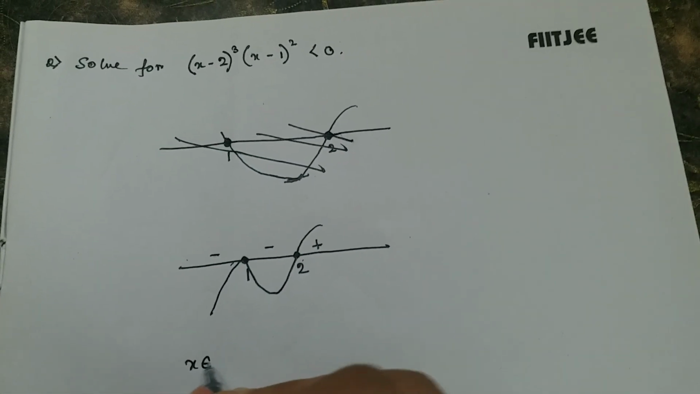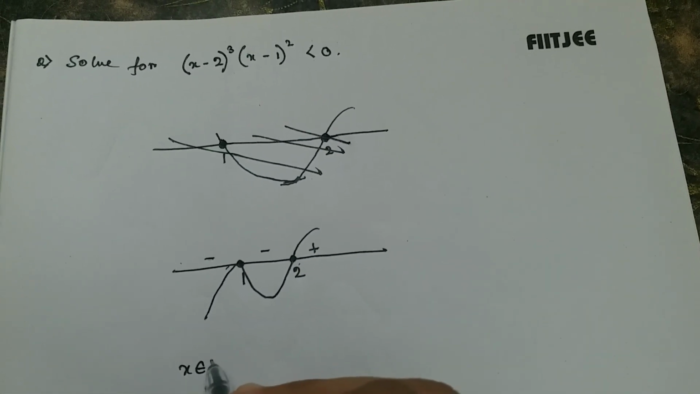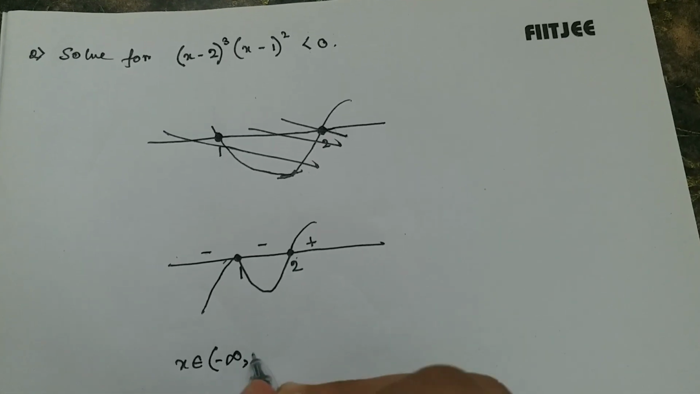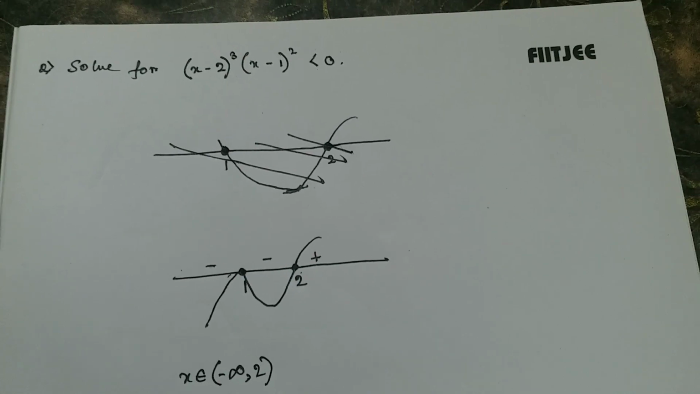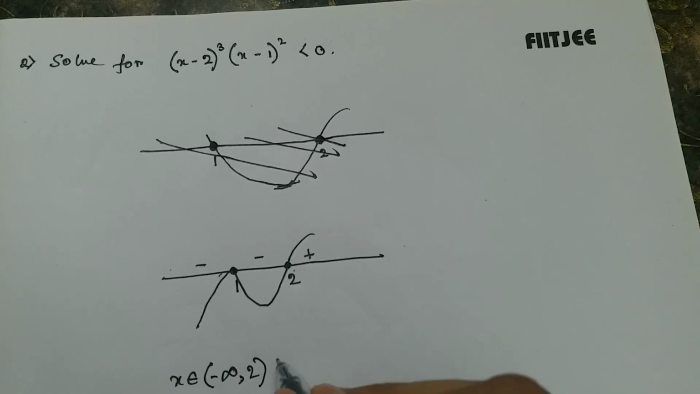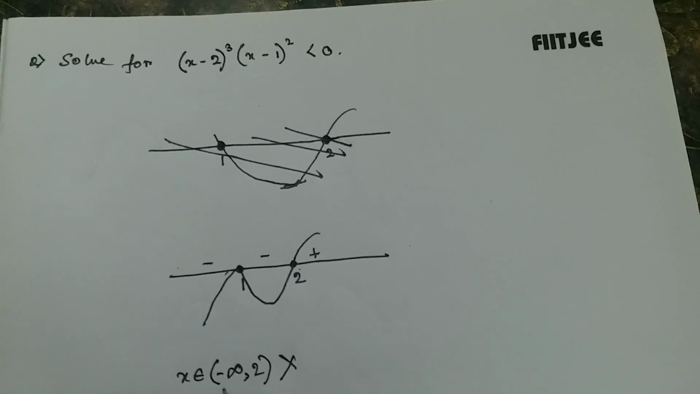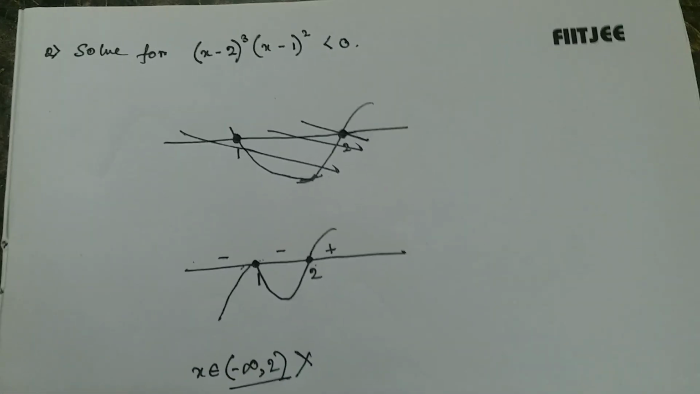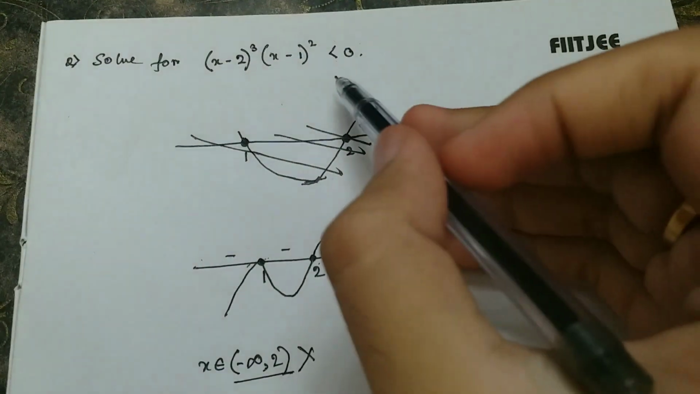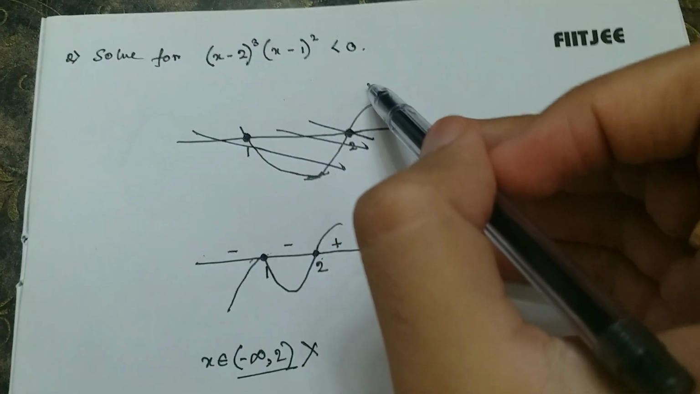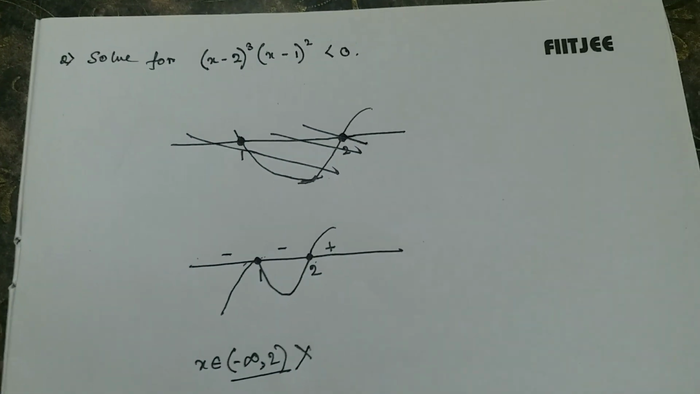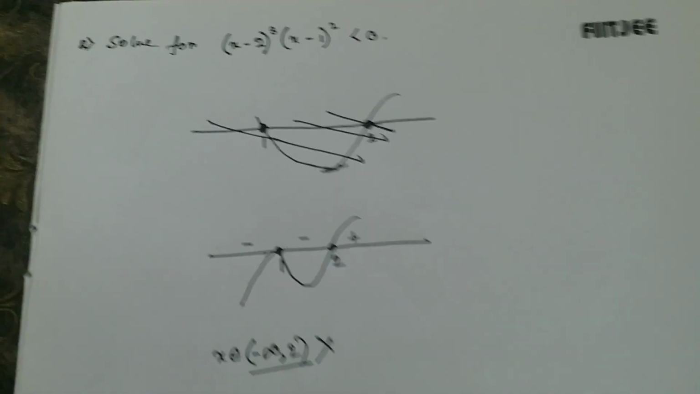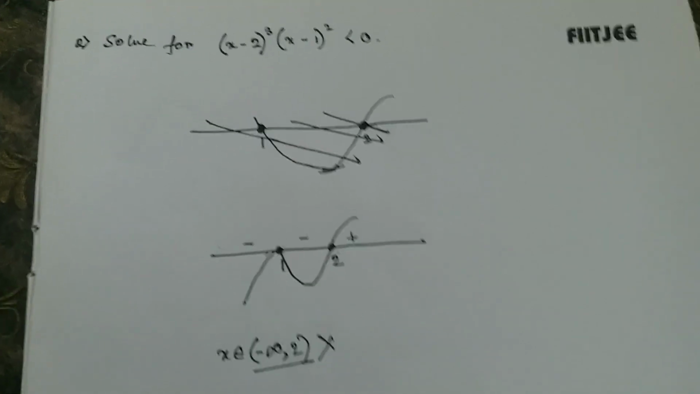So x belongs to, many will write minus infinity to 2, but no, that's totally wrong. Because if you write minus infinity to 2, that means you are also including this 1. But if you put 1 in the function, it will give you 0. But it's not given lesser than equals to 0. It's given lesser than 0. So you can't include 1, which is a 0 of the function. You have to exclude it.